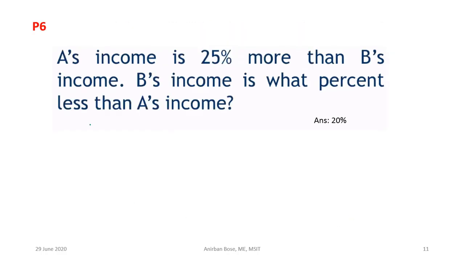So this is the first problem. A's income is 25% more than B's income. Then B's income is what percentage less than A's income? Here is how we solve this problem: 25 divided by 125, because it is 100 plus R. This gives the percentage. If you do it, 25 into 5 is 125, so the answer is 20%.